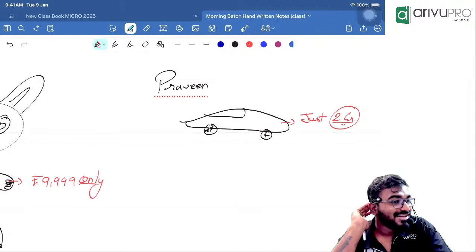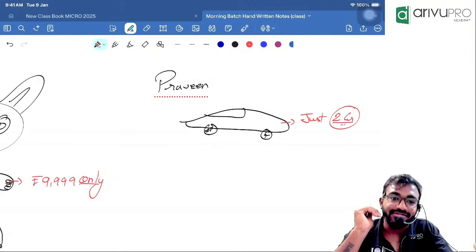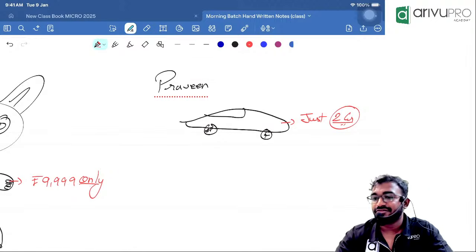Assumption. Rahman is the son of Mukesh Ambani, and Rahman and Praveen are friends. Now Praveen will say, hey Rahman, tomorrow is my birthday. I want you to gift a favorite car of mine.